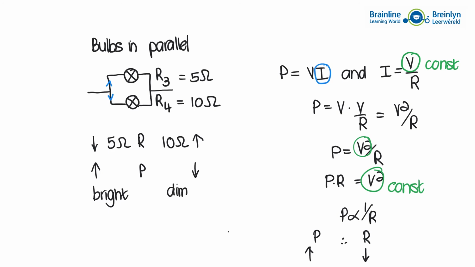To summarize, we can therefore remember that for series circuits, we're looking at power and resistance being directly proportional. The higher the resistance, the brighter the bulb. For a parallel circuit, there is an inverse proportional relationship between power and resistance. In other words, the higher the resistance, the dimmer the bulb.